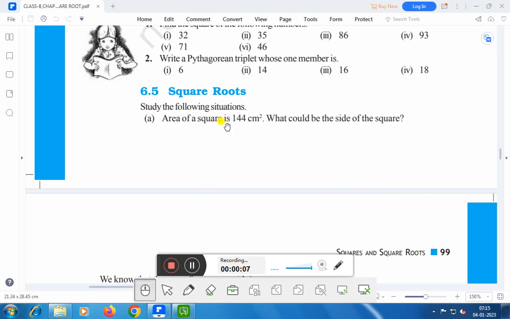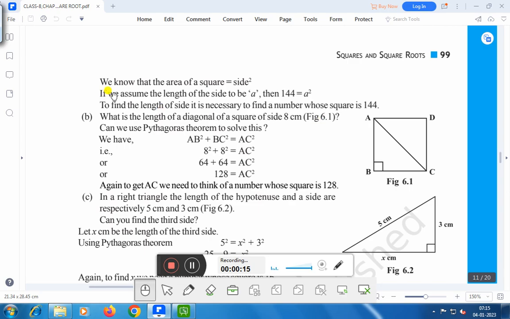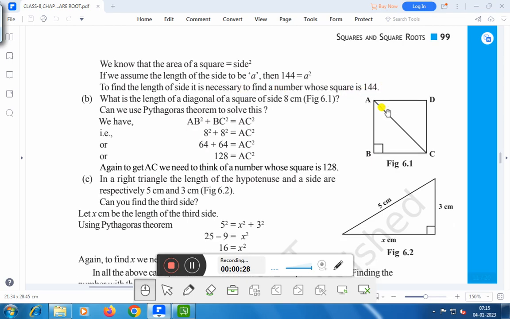Study the following situations. Area of a square is 144 cm². What could be the side of the square? We know that the area of a square is side squared. If we assume the length of the side to be a, then 144 is equal to a². To find the length of the side, it is necessary to find a number whose square is 144.